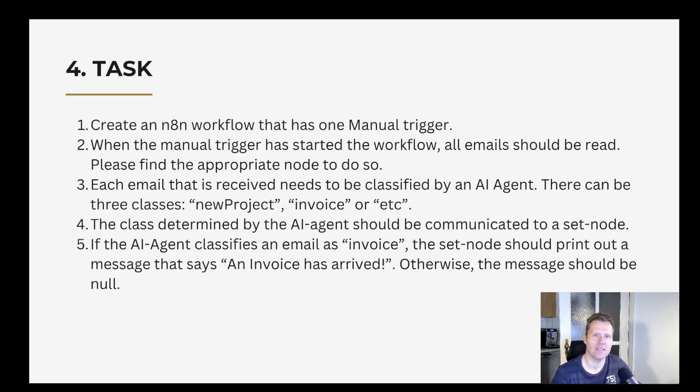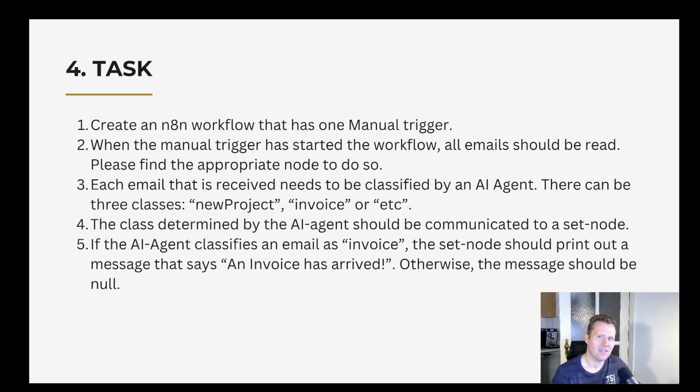Welcome to the task. So first of all, please create an n8n workflow that has one manual trigger. Please note, not an email trigger, a manual trigger, okay? When the manual trigger has started the workflow, all emails should be read. Please find the appropriate node to do so. Each email that is received needs to be classified by an AI agent. There can be 3 classes: new project, invoice, or etc.